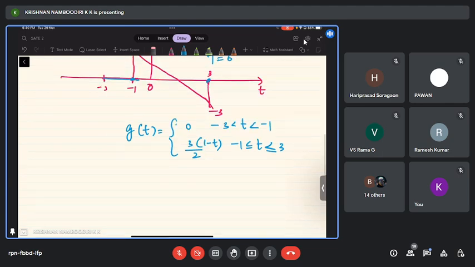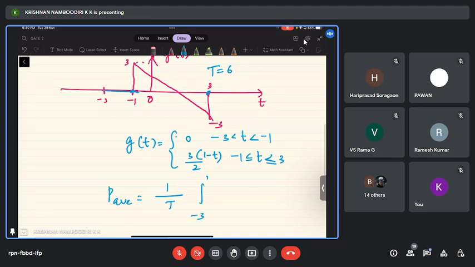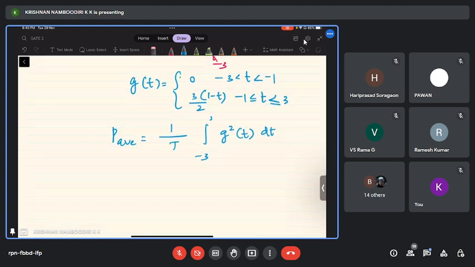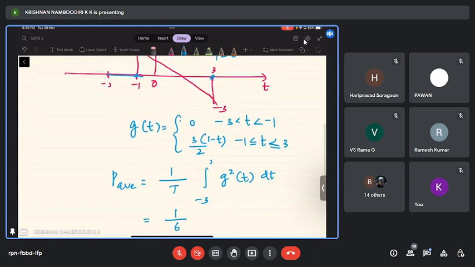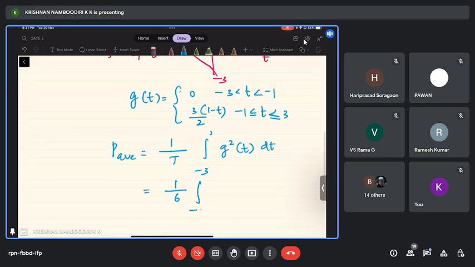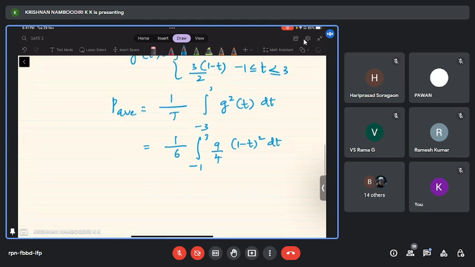Correct? Now the average power. It's very easy to find out. 1 by capital T integral over one time period, that is between minus 3 and plus 3, g square t into dt. Now 1 by T is nothing but 1 by 6, and from minus 3 to minus 1, g of t is 0. So this integral will go from minus 1 to plus 3, of 3 by 2 the whole square, which is 9 by 4, into 1 minus t the whole square dt. So 9 and 6, you will get 3 over 8 times the integral from minus 1 to 3 of 1 minus t whole square dt.